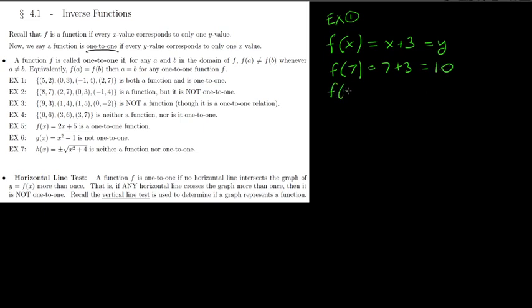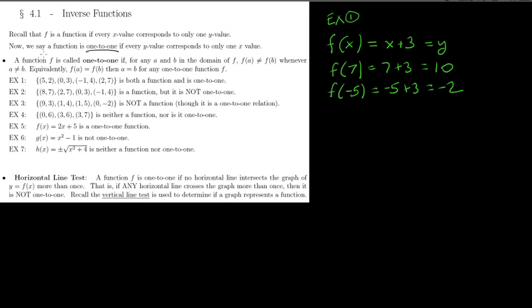If x is -5, then y is -2, and so on. So for every x, there's only one y. If x is 7, y has to be 10. There's no choice. It can't be any other number other than 10. So that's what makes this a function.